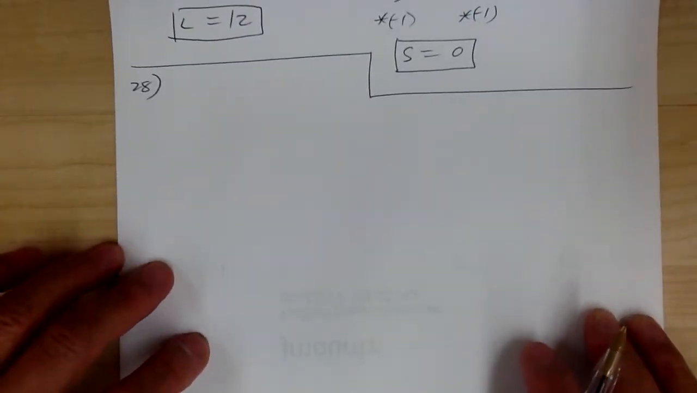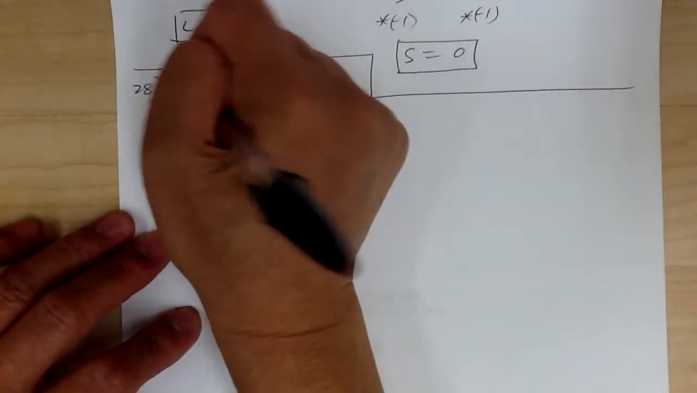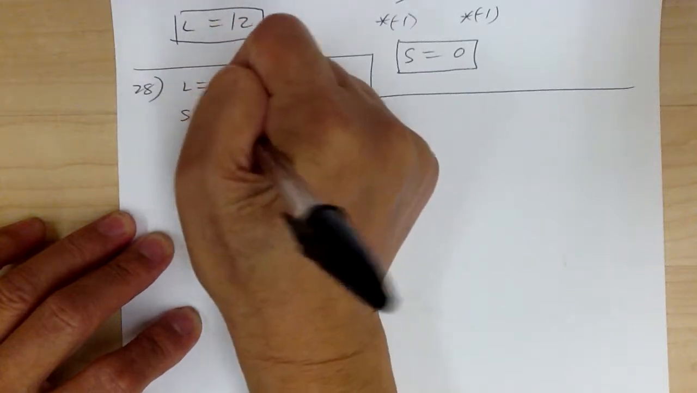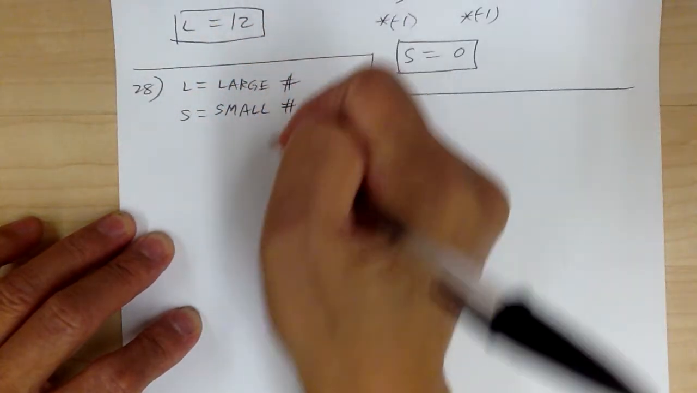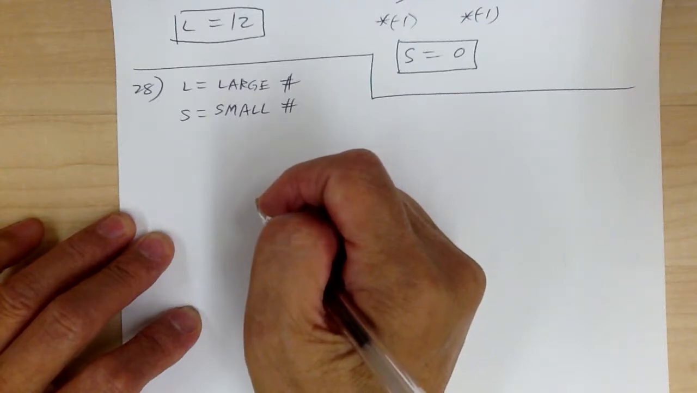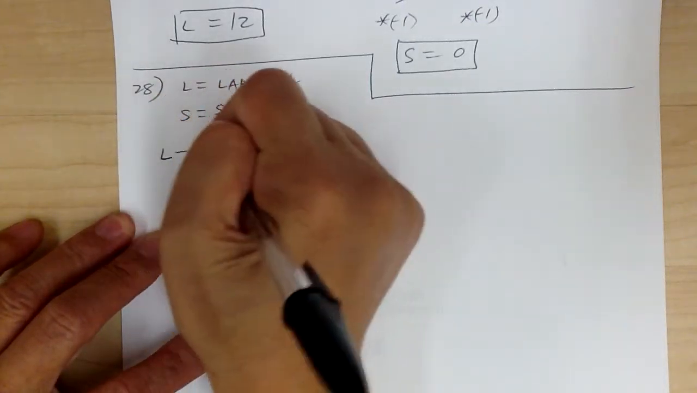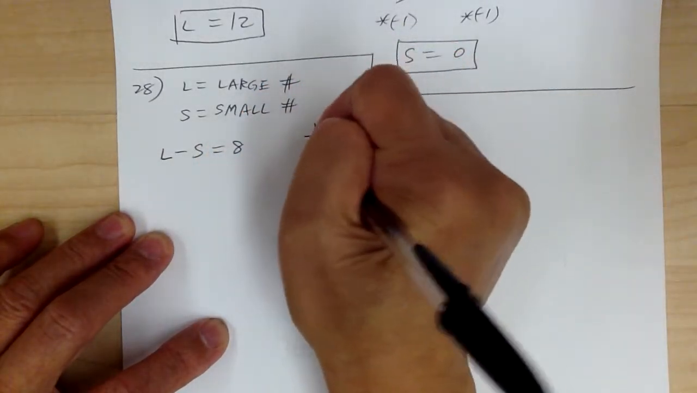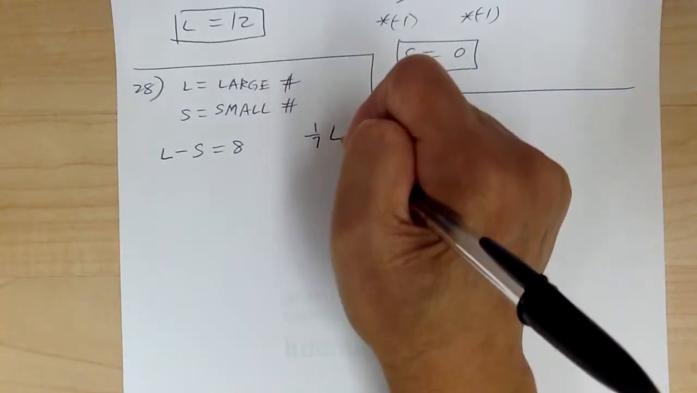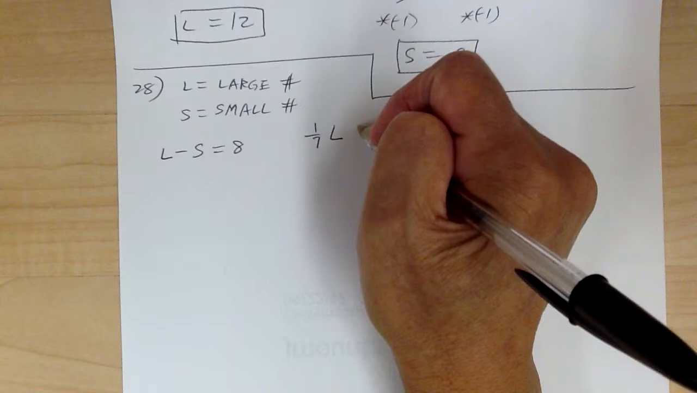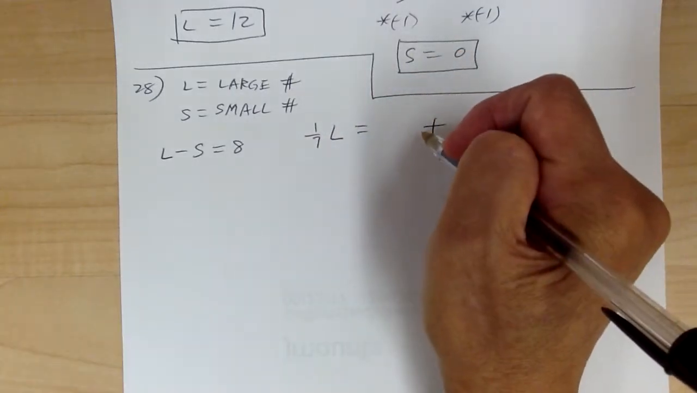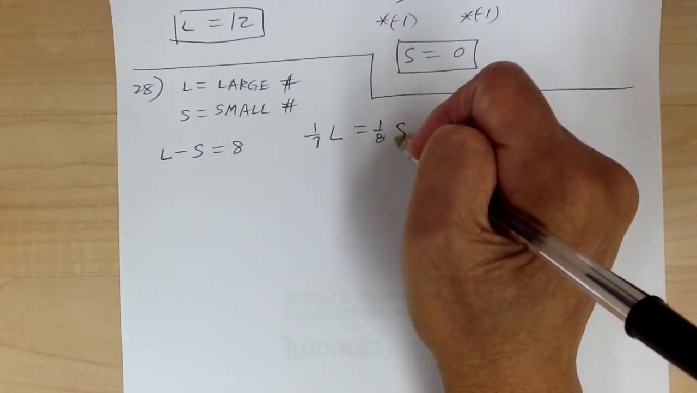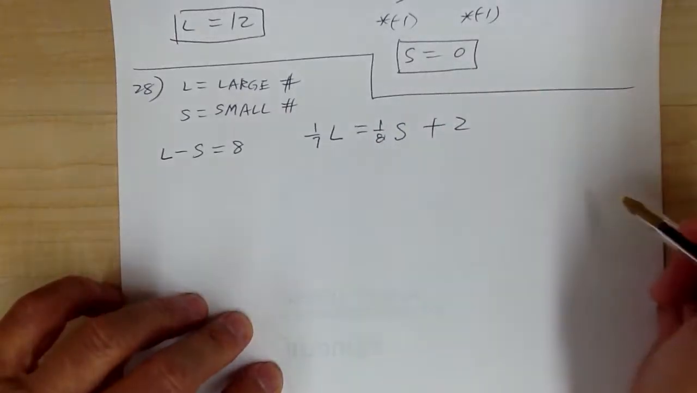So you can read through the problem similarly. So you've got large and small. Let L equal the large number and let S equal the small number. And let's read. It says the two numbers differ by 8. So that means large minus small equal to 8. And then after that it says 1/7. So 1/7 of the large, again exceeds means equal to something plus something, exceeds 1/8 of the small by 2.